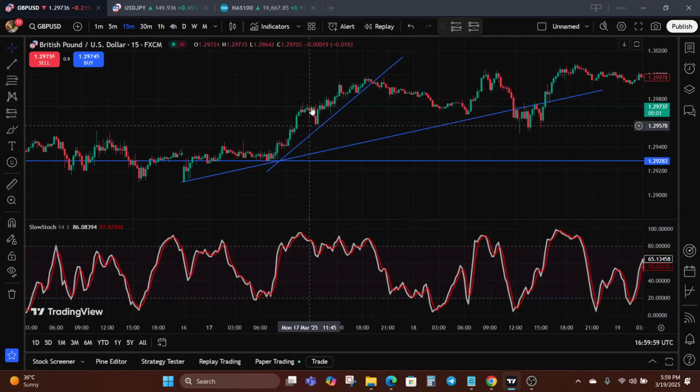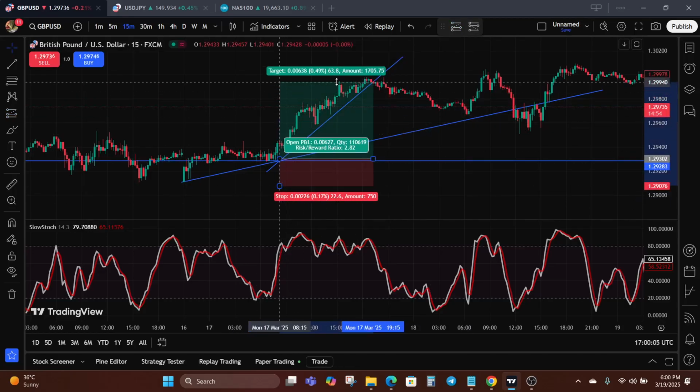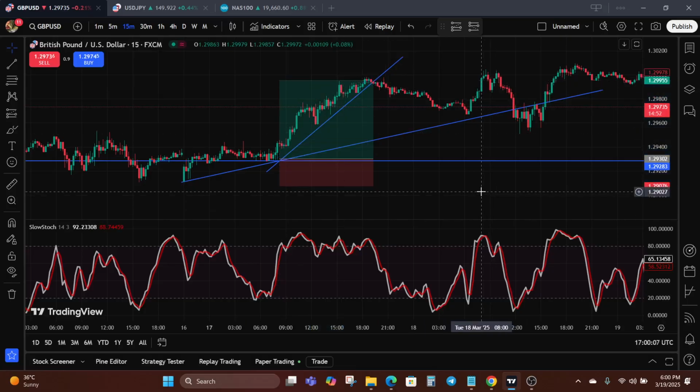So you could have considered entering a buy, setting your stop loss below the previous swing low, and your take profit can just be at resistance zones, or you can just wait for the slow stochastic to enter the overbought territory and start crossing back downward. So the reverse is the case for a sell.